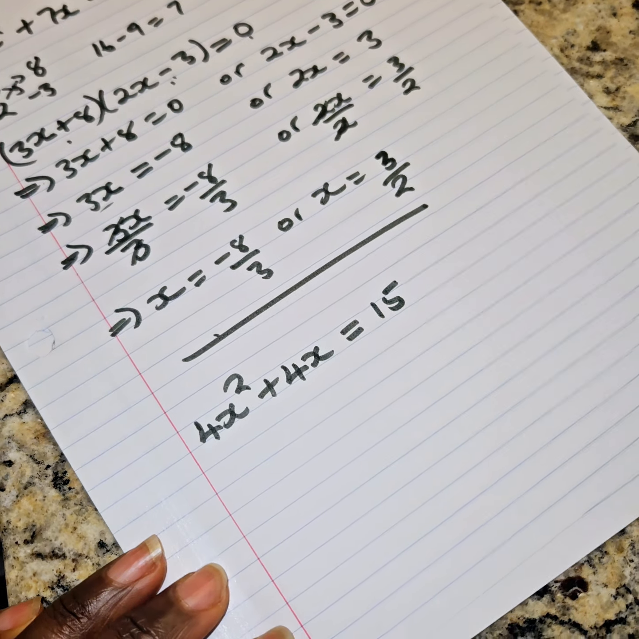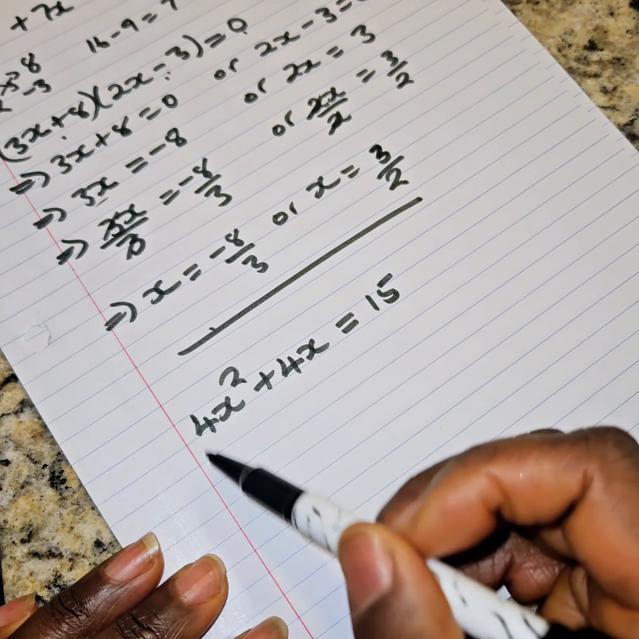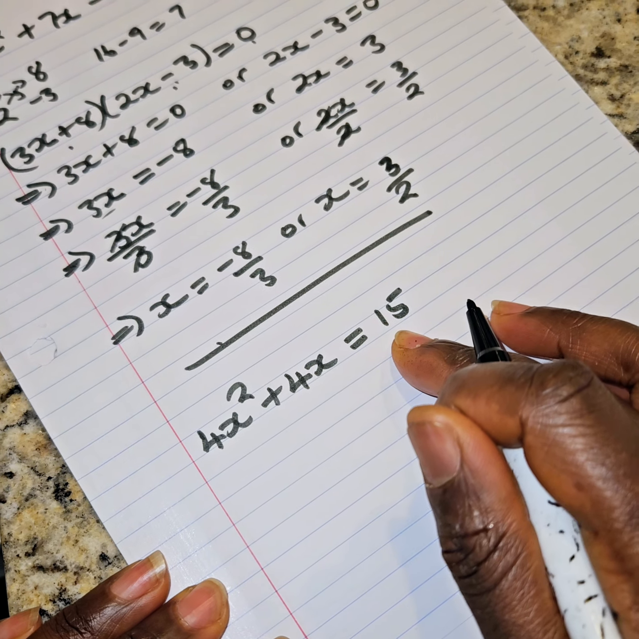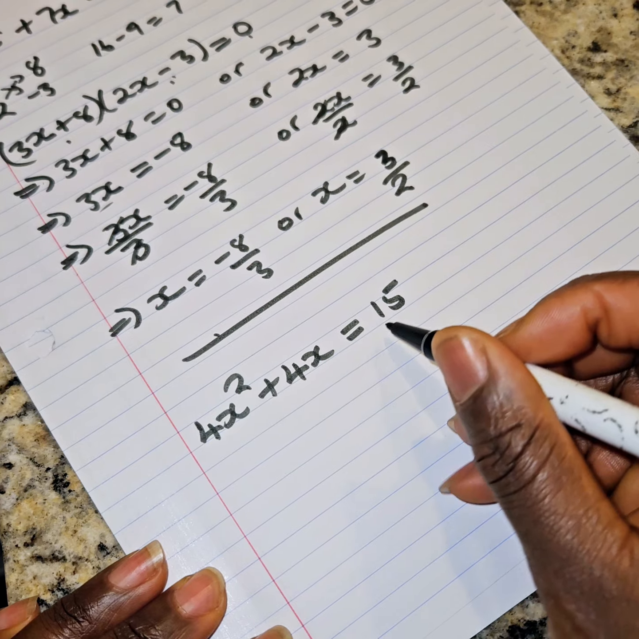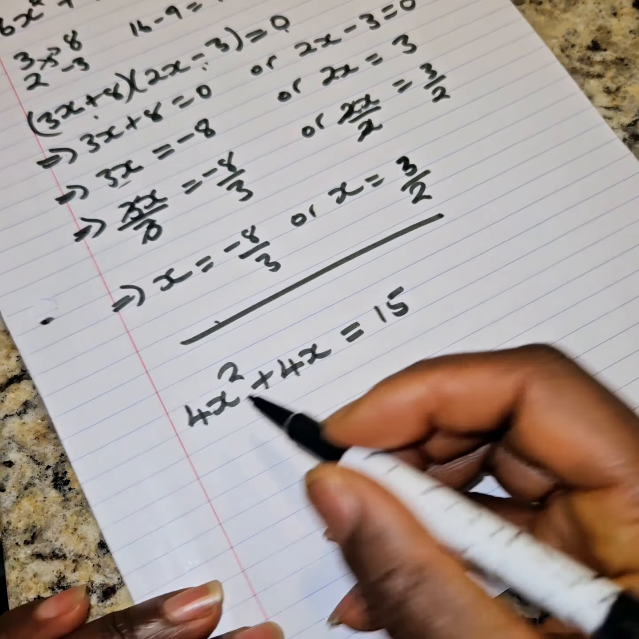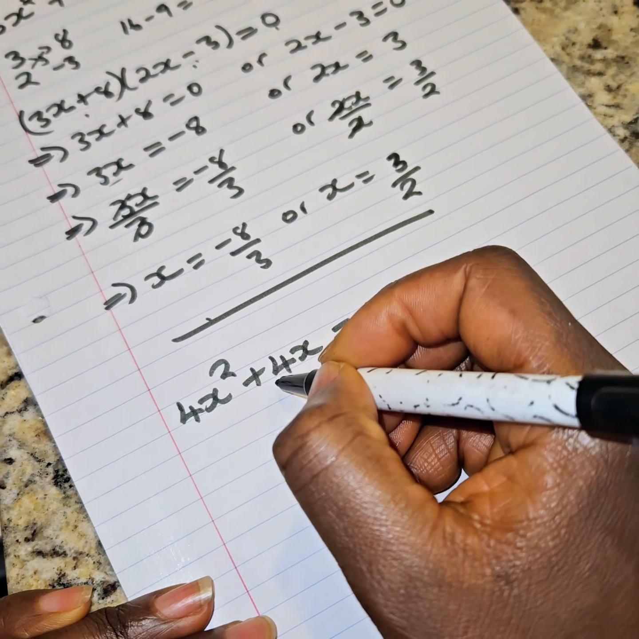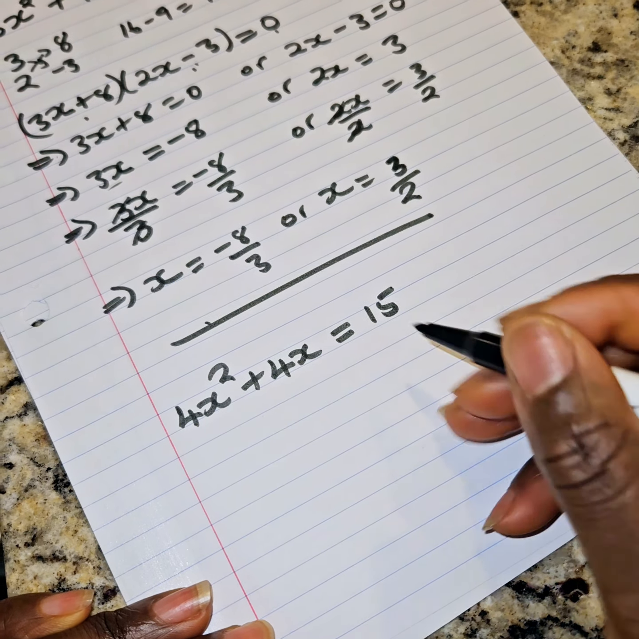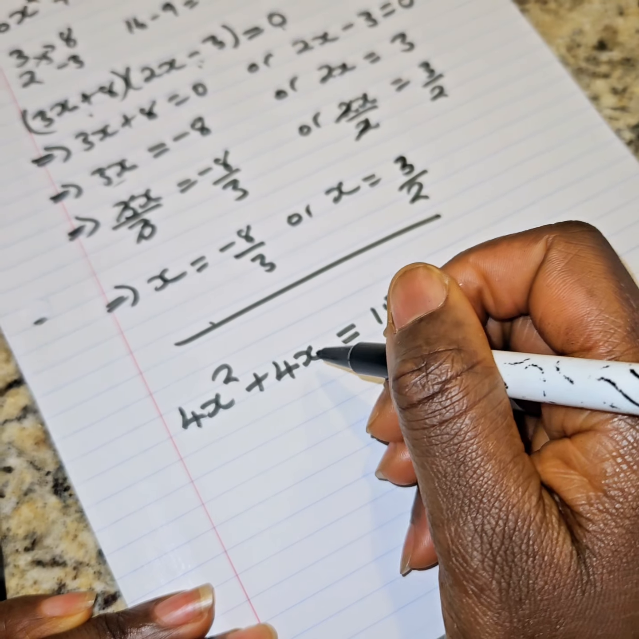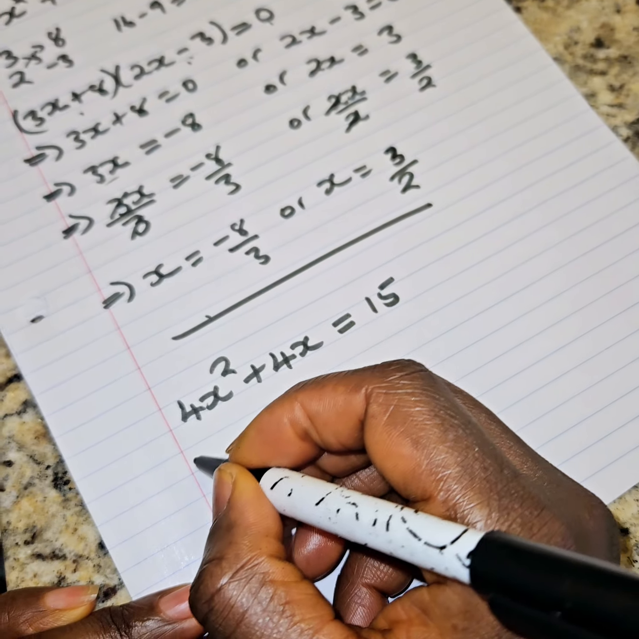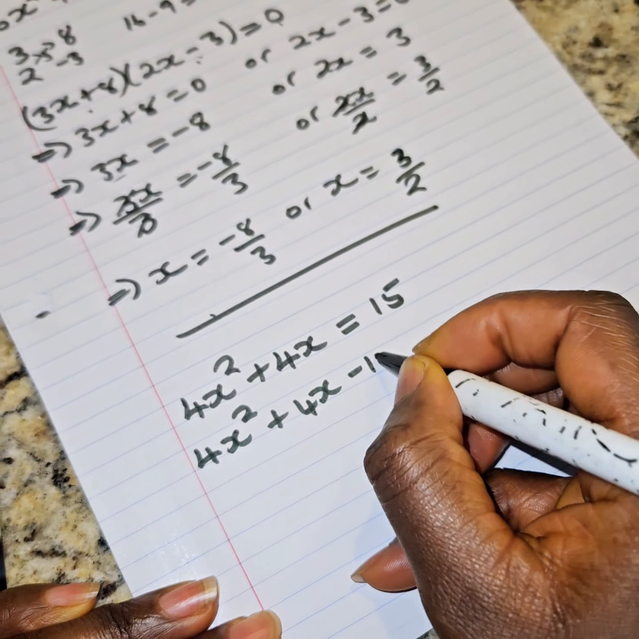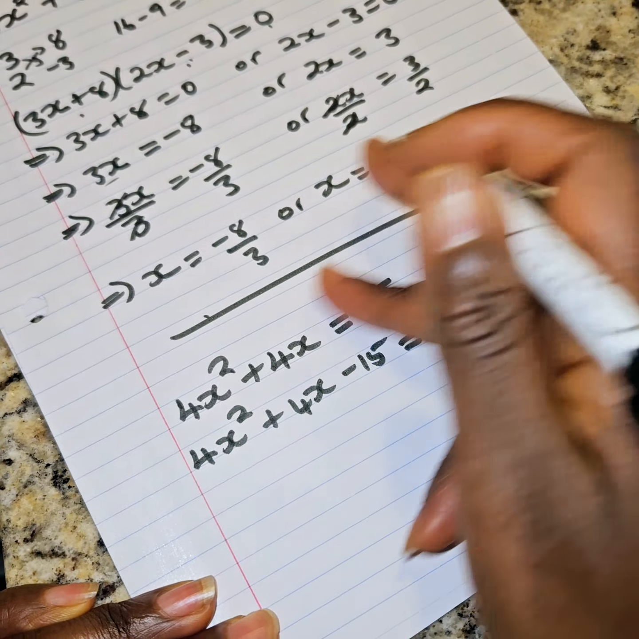We already factorized this problem. Let me explain. This is an equation. For me to solve this, I must make this something equals 0. So for me to do that, I must bring 15 this way. I know that if 15 is positive and I cross the equal sign, it becomes minus 15. So this will become 4x squared plus 4x minus 15 equals 0, because I took away 15 from there.